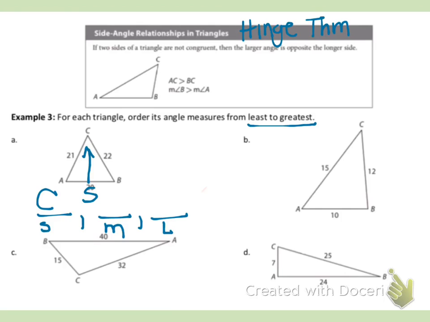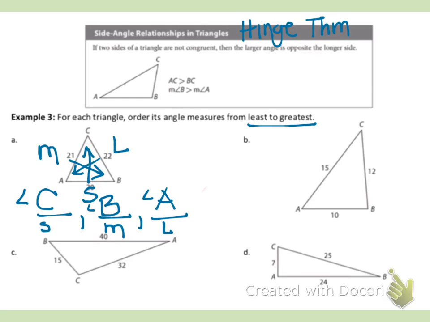Now this is the medium size side, the one in the middle, right? So the middle angle must be across from it. It would be B. And then the largest would be across from the largest side, and that would be angle A. If you want to throw an angle symbol in there, you can. So all you really have to do is order the sides, and the angles across from them will go in that same order.